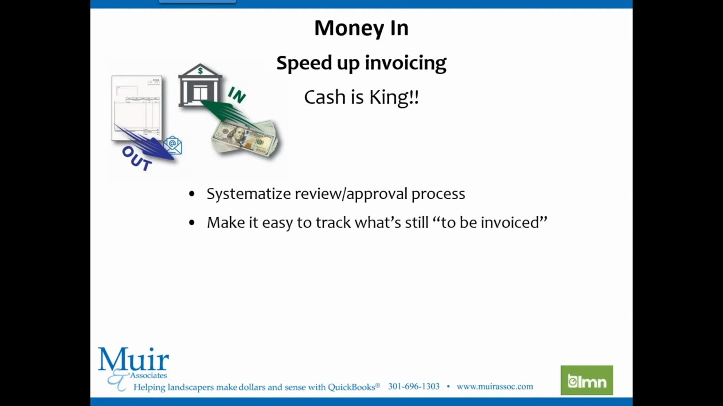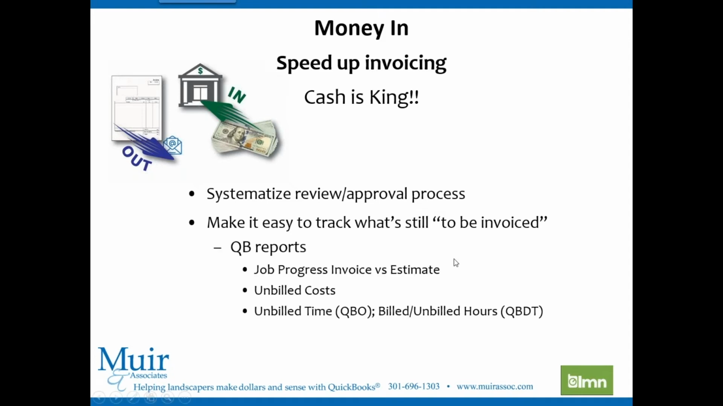Especially right now, when for many businesses money's maybe a little bit slower, so you want to be sure you get those out. There are some reports that can help you monitor that. In the desktop, you have the job progress invoice versus estimate. You have unbilled costs, and in QuickBooks Online, you have unbilled time, and in desktop, it's billed and unbilled hours. So you can certainly look at those reports.